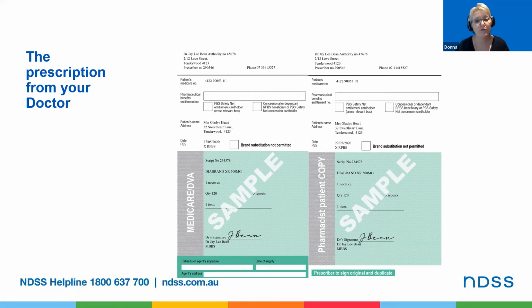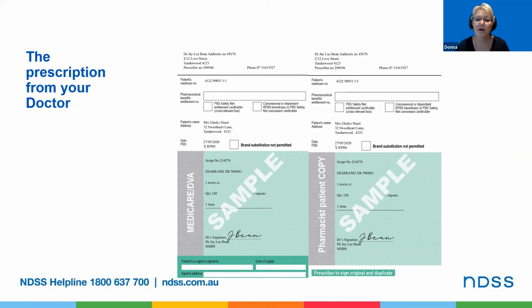So when your doctor writes a prescription, it's a legal document between the doctor and you, and it tells the pharmacist what to supply. As with other legal documents, you must not alter a prescription. You will receive what looks like 2 copies of the prescription.